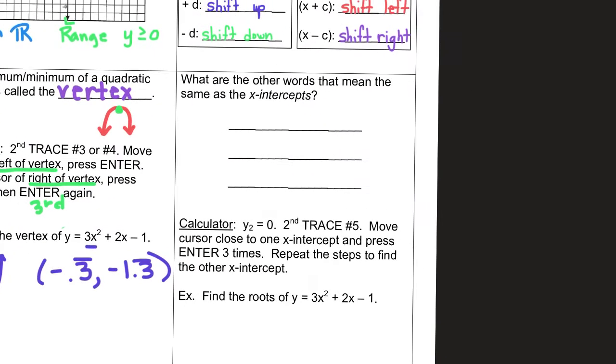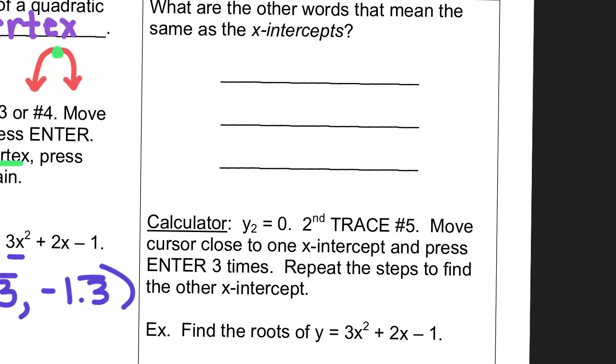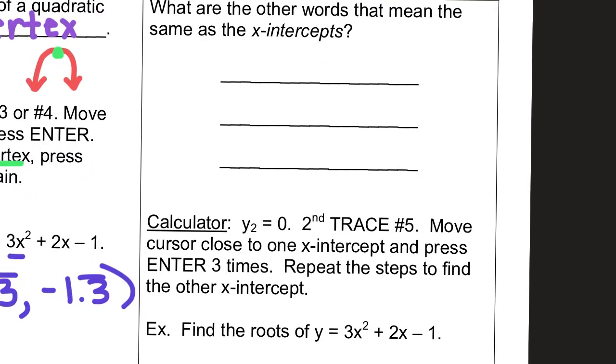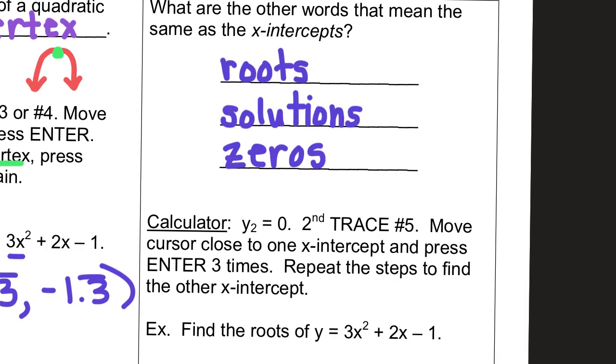Let's move on to the next question. What are the other words that mean the same as x-intercepts? Please pause the video here and fill in what you can. Roots, solutions, and zeros mean the same thing as the x-intercept. It's basically the point where the function crosses the x-axis.